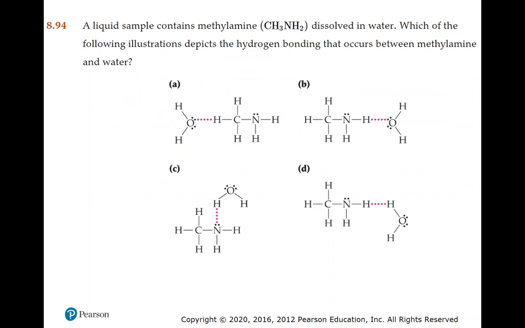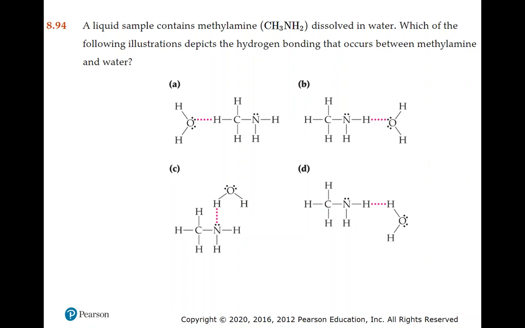In problem 94 here, out of the end of chapter 8, we have a sample that contains methylamine, formula CH3NH2, dissolved in water. So we're going to have water molecules and methylamine molecules in the sample. Which of the following illustrations depicts the hydrogen bonding that occurs between methylamine and water?